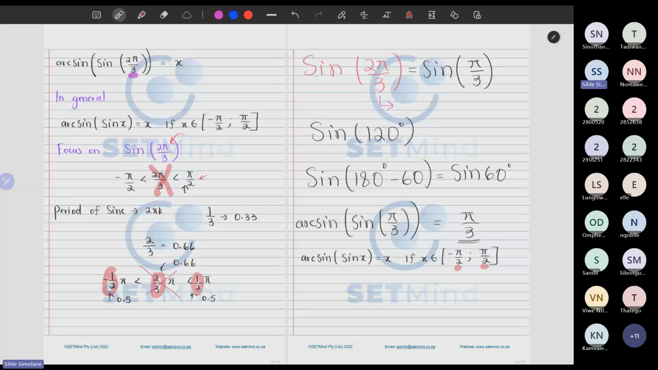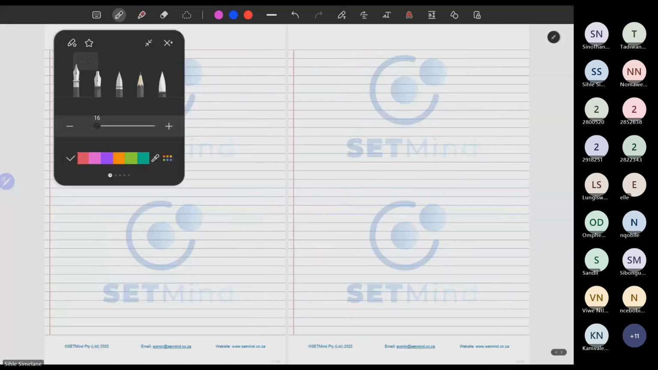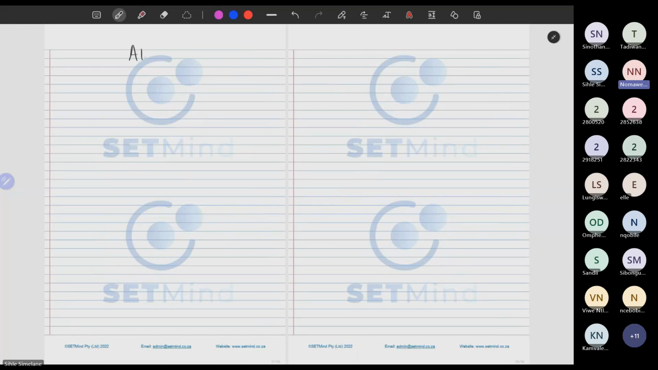The person who posed the question, are you answered? Yes, thank you. Okay. Anyone else who has a question? Yes, in algebra, page 30, D12.